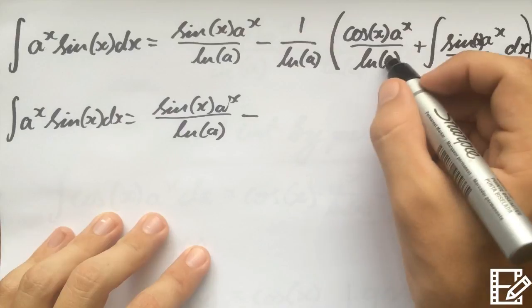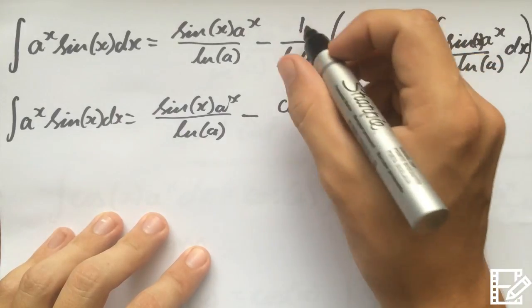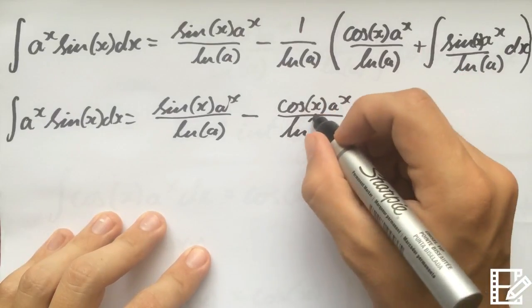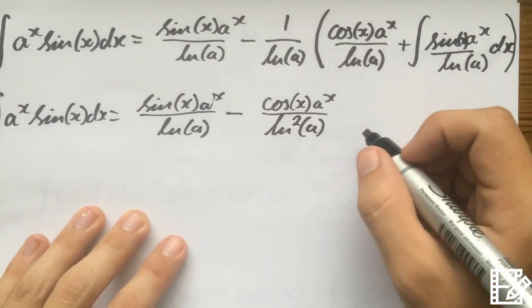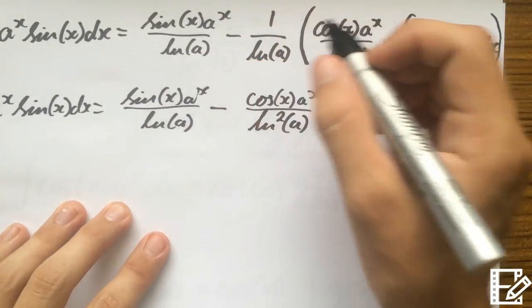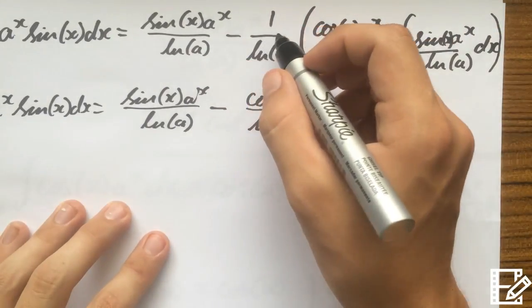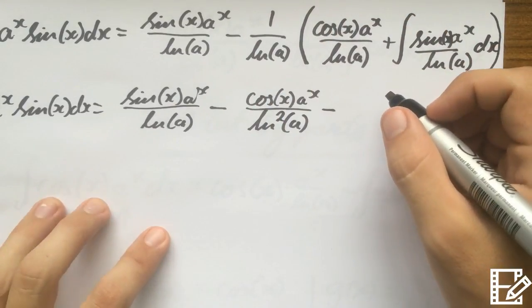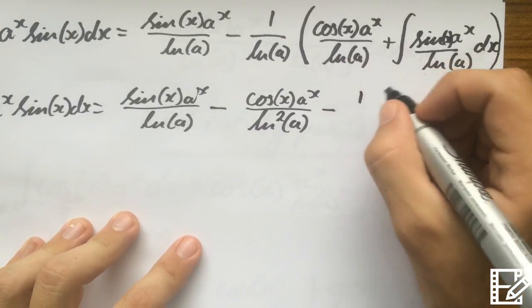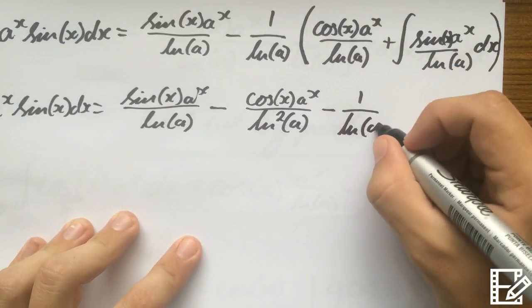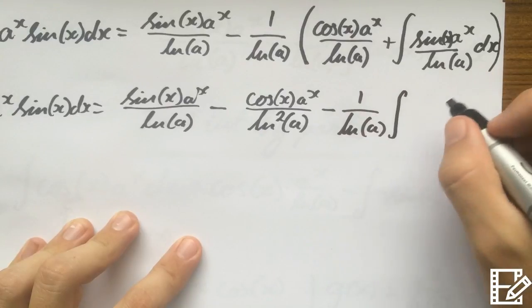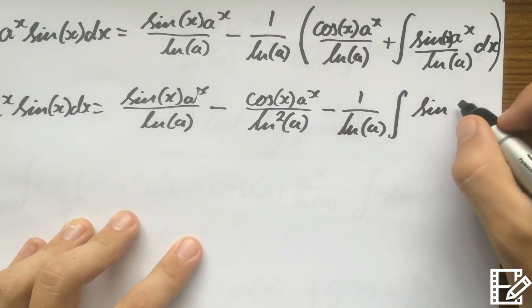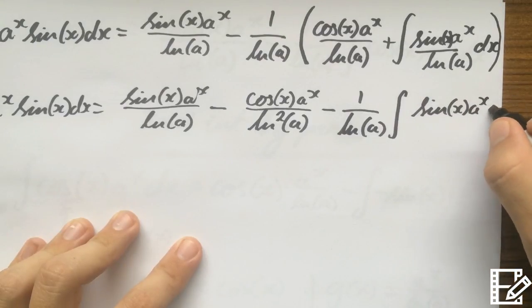ln of a multiplied by ln of a. The top stays the same because it's just multiplied by 1. So cos x a to the power of x on ln of a squared. Negative, we're going to be multiplying a negative to a positive, so it's going to go back to negative 1 over ln of a integral. I'm just going to write sine x a to the power of x dx.